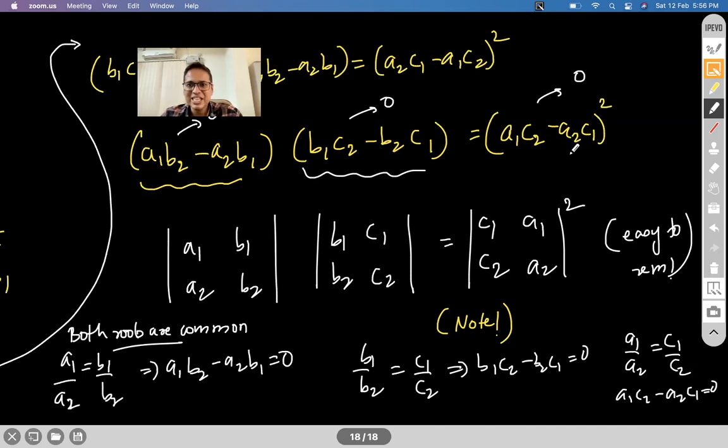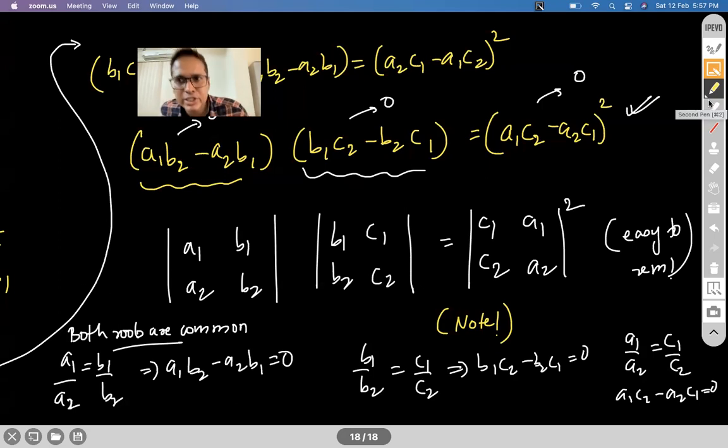Are you getting my point? So this is also addressing this concern also that both roots may be common. Are you getting my point? So you can say this condition to be more robust, more generic. Getting it? Is it fine? Any questions, any concerns here for the situation of at least one root common?